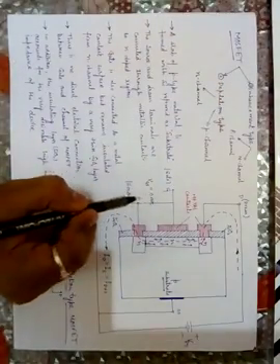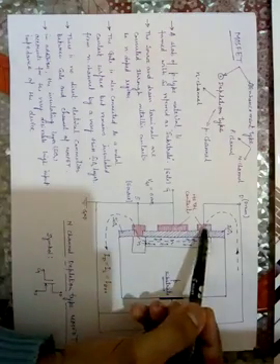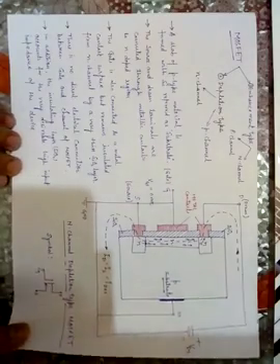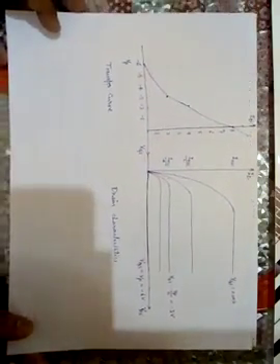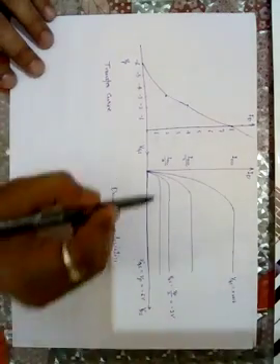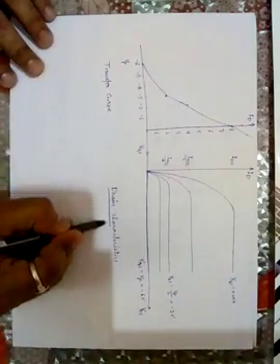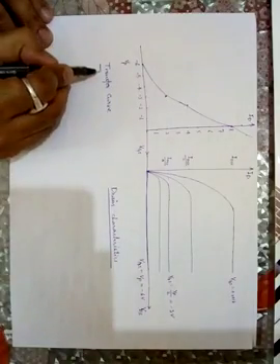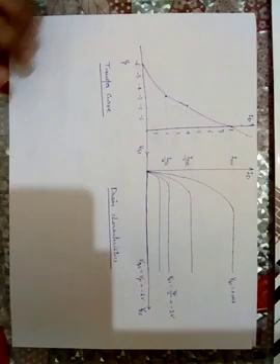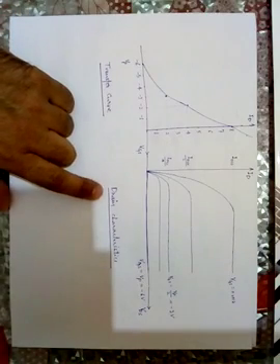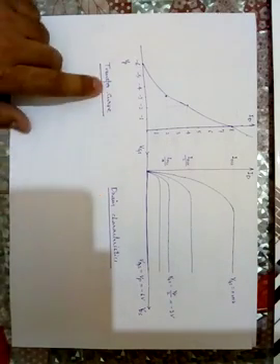So VGS equal to 0, and here I have connected the drain with the source with VDS a positive value. So whenever VDS increases, the current will increase. So here we can see this graph. This is the drain characteristic, and this is the transfer curve. Remember, first of all, we draw the drain characteristic. On the basis of the drain characteristic, we draw the transfer curve.